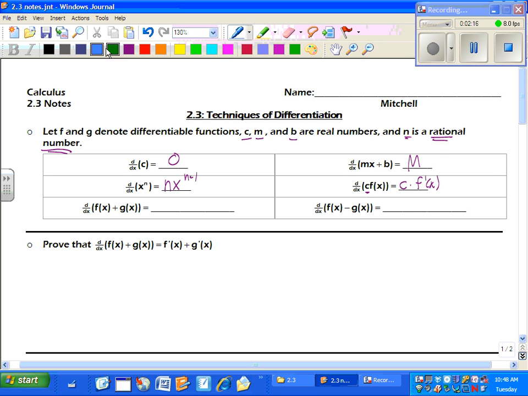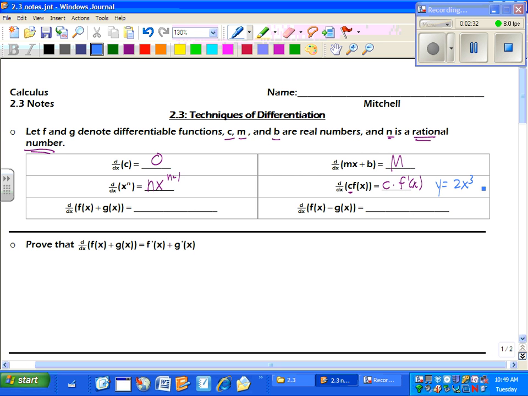An example would be if we had 2x to the third. For the derivative, the 2 stays out in front, and we bring the 3 out to multiply by it. So our derivative would be 6x squared. Right? So if this is y, then the derivative of y would be 6x squared. That rule works for other types of functions too. If we have a constant in front, it stays there, and we just multiply it by the derivative of the rest of it.